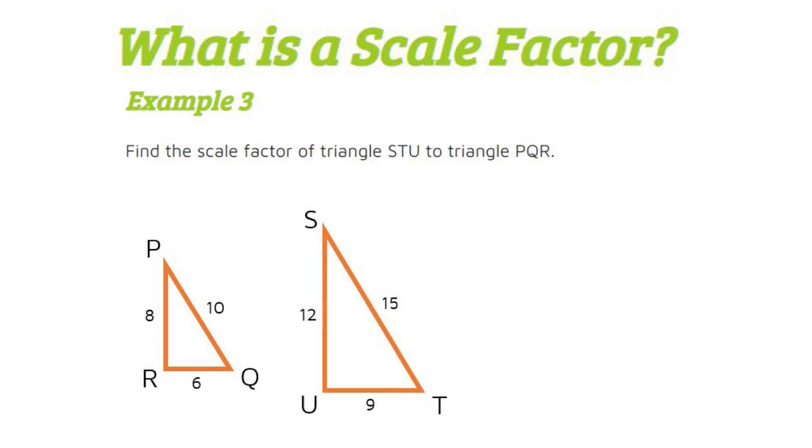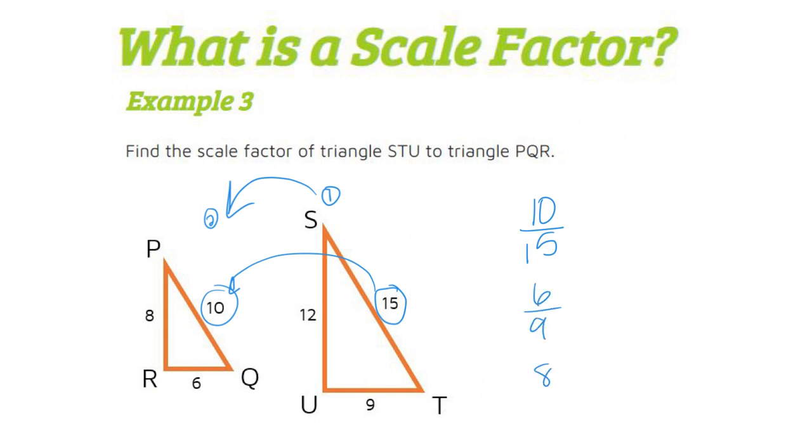So now on this one, it wants us to find the scale factor of triangle STU, so we're going to start here, to triangle PQR. So we are going smaller. So that means our number has to be less than 1. So once again, I don't know what I can multiply 15 by to get to 10. So I'm going to set up a ratio. So I'm going to put the second shape on top. So 10 over 15. And I'm going to do it for all of them. So then 6 over 9, 8 over 12.